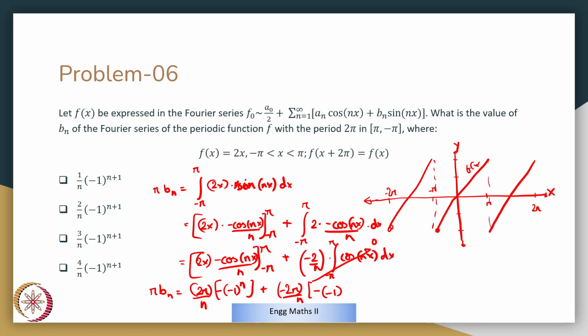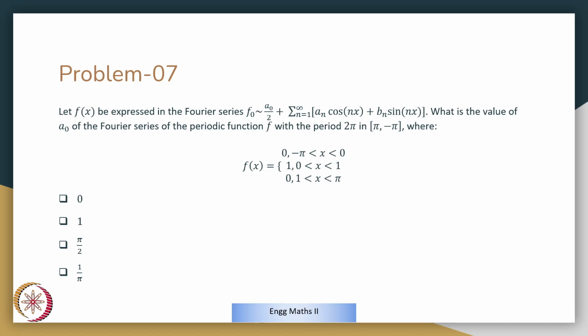So that should be minus of minus 1 raised to n, which essentially gives us pi bn to be equal to 4 pi by n into minus 1 raised to n plus 1. Cancelling out pi, bn turns out to be 4 by n times minus 1 raised to n plus 1, which is option D.